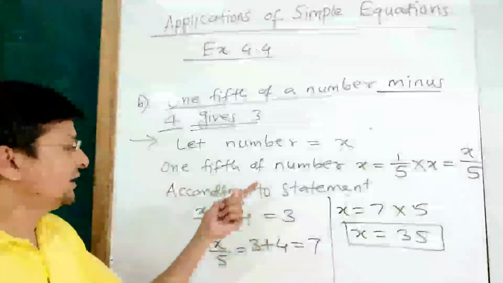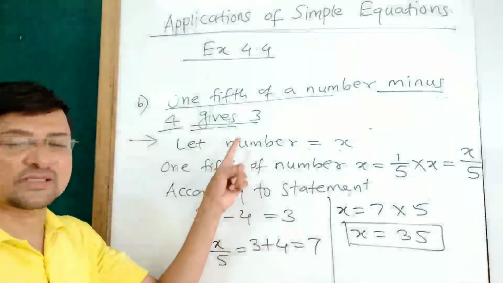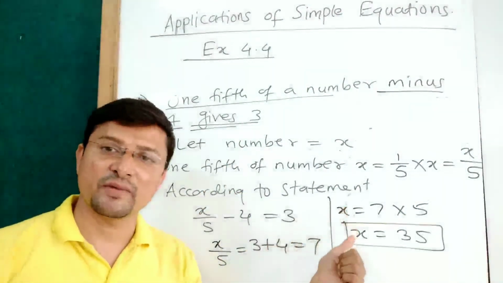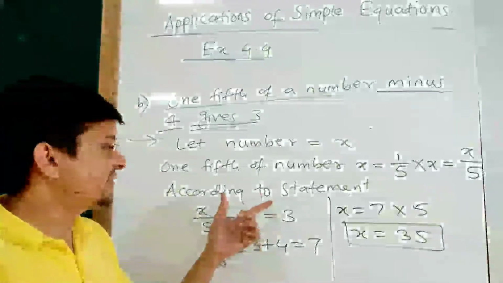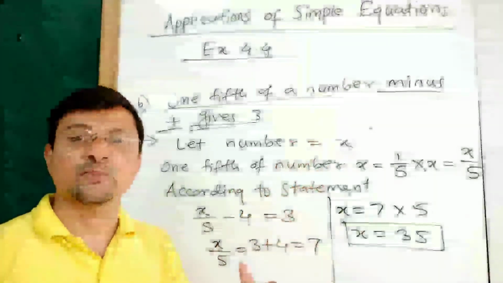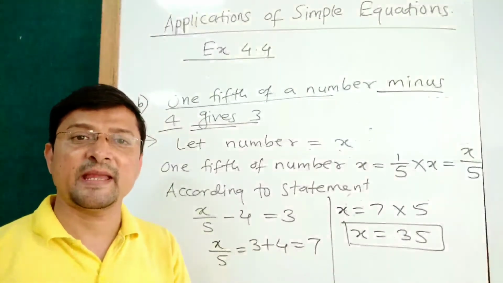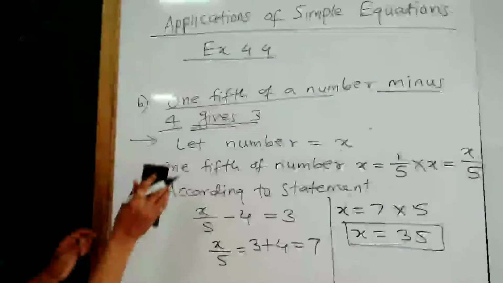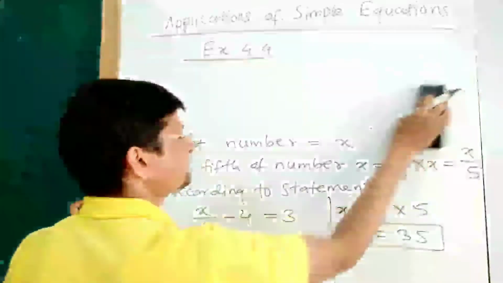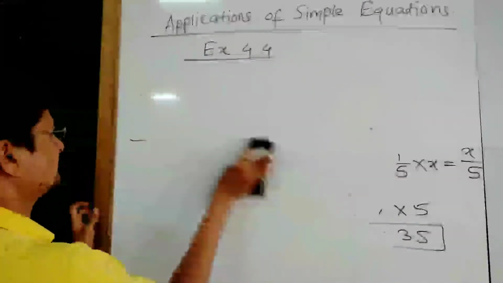In this way, here we set up the equation for the given statement and then we find the value of variable x. It is not necessary to consider the variable compulsory x. You can suppose y, z, m, n, p, any variable. Now the next statement is C part.